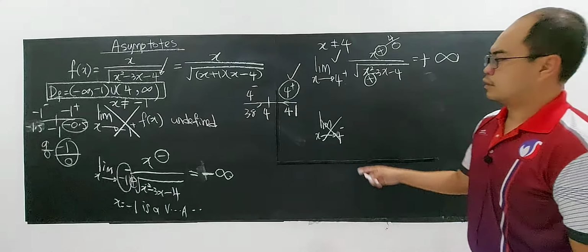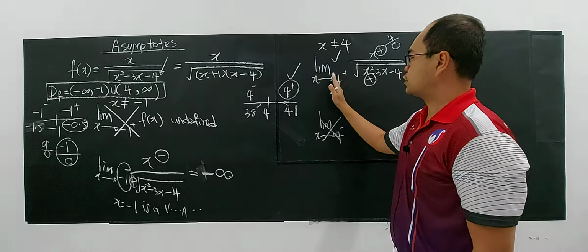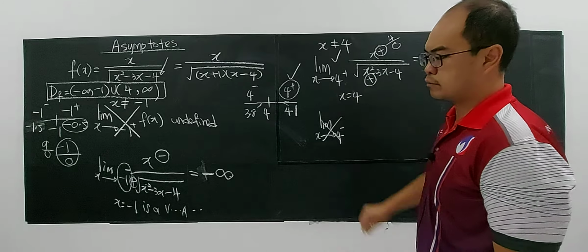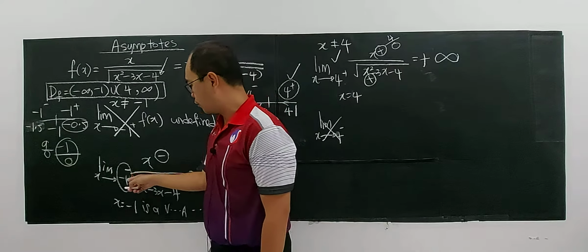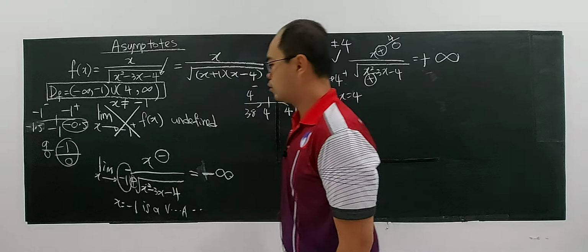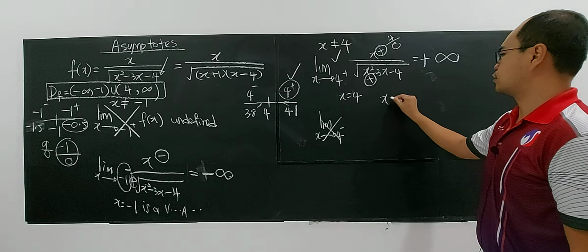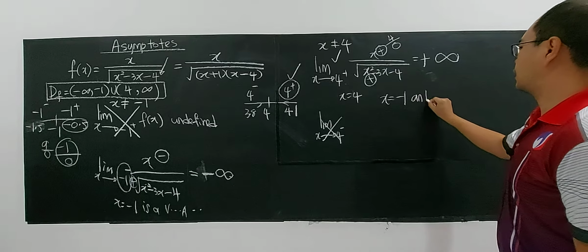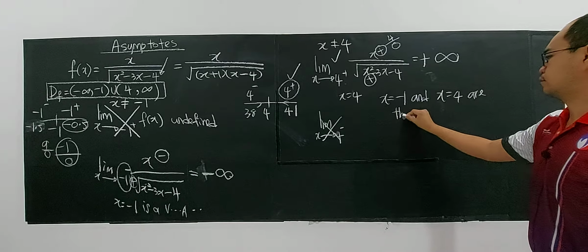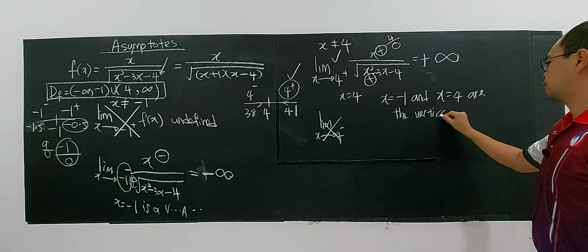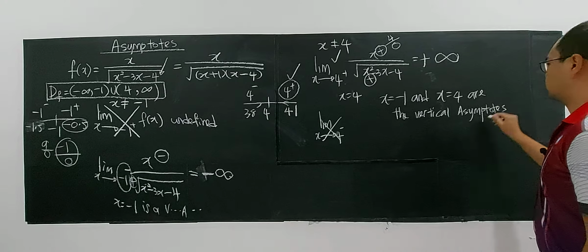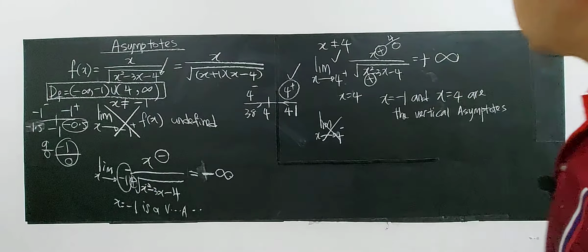So it means that approaching 4 from the right, you're getting positive infinity. Means that x equals 4 is also a vertical asymptote. And this one, approaching negative 1 from the left, is going to negative infinity. Means that x equals negative 1 is also a vertical asymptote. So there are two vertical asymptotes, x equals negative 1 and x equals 4. These are the vertical asymptotes of this problem.